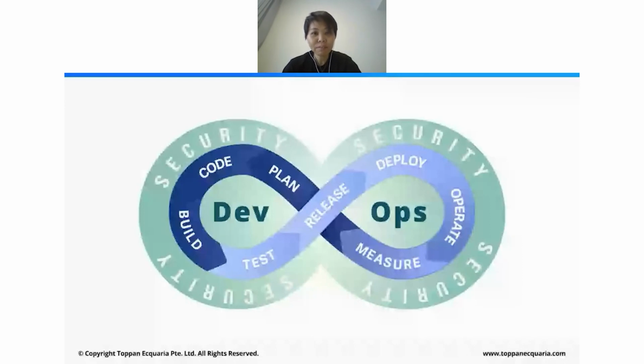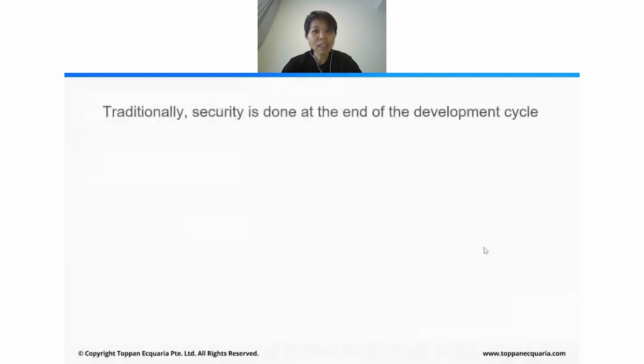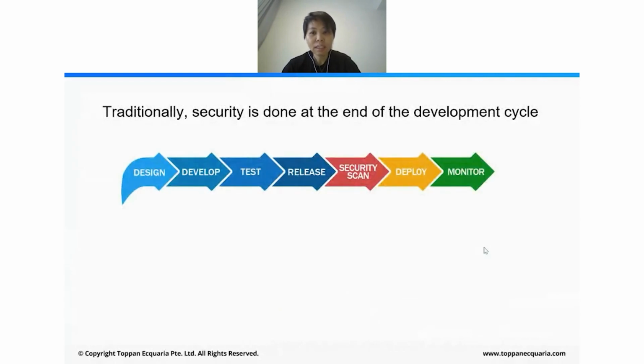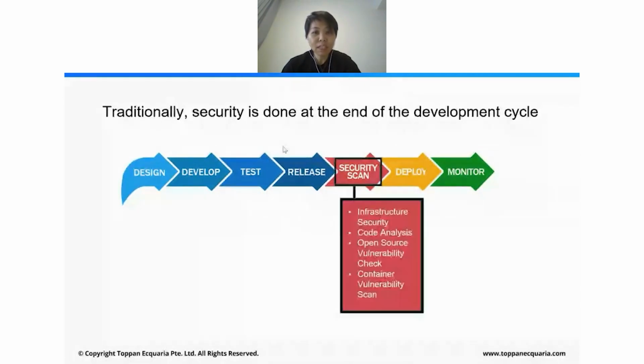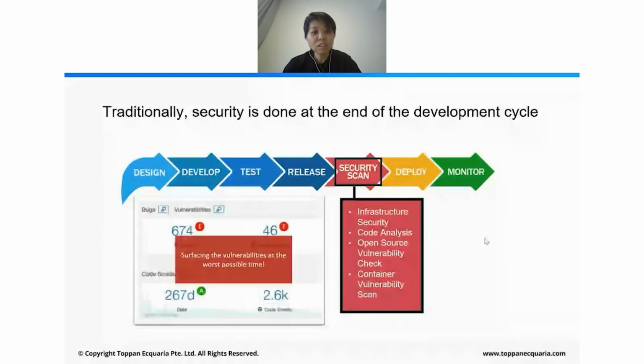Now, what is shift left? Let's take a look at this development cycle here. Traditionally, security is done at the end of the development cycle, which is in this red color box over here. By this time, usually is about 1-2 months away from your system go live date. And then imagine your scanning result shows that you have more than 600 vulnerabilities and issues in your application, and you're only left with 1 month to go live. So this is actually the worst possible time to surface these vulnerabilities.